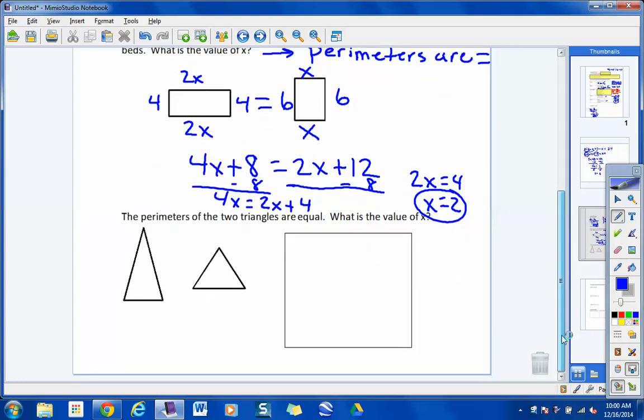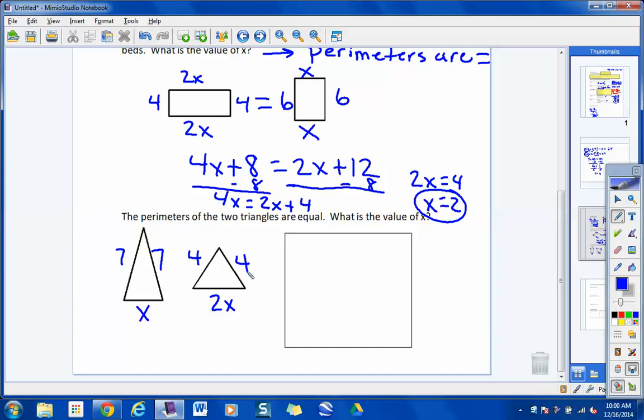So let's have you guys try one right here. I'm going to have you put your work over in here. It says the perimeters of the two triangles are equal. What's the value of x? I'm going to call this distance maybe a 7 and a 7 and an x. And I'm going to say that this is 2x. And I'm going to call this 4 and 4. Okay? You guys go ahead and give that a shot.